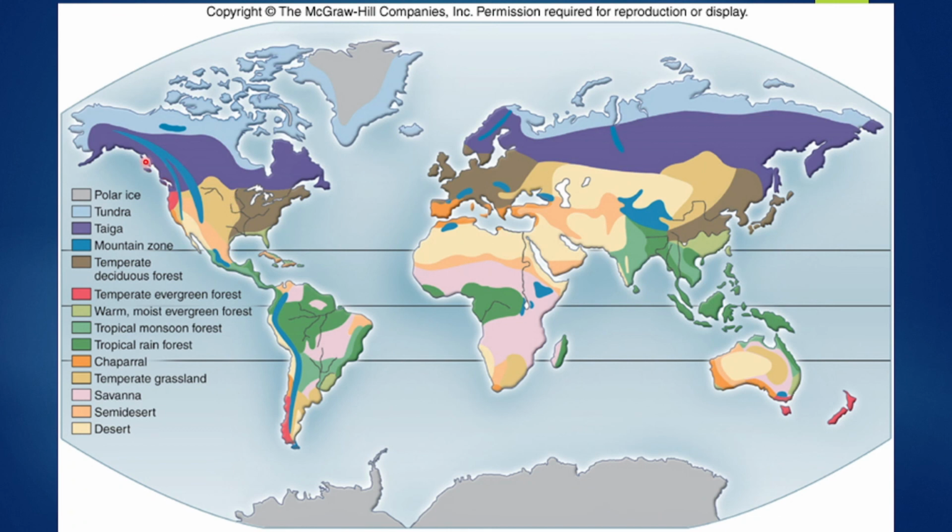This is a good map from, I forgot the title of the book. I think it is the book that I gave you. So this is a map of how these biomes are distributed worldwide. In the higher latitudes, you have the polar ice and the tundra, then the taiga, and as we go lower and lower to the equator, it becomes hotter.